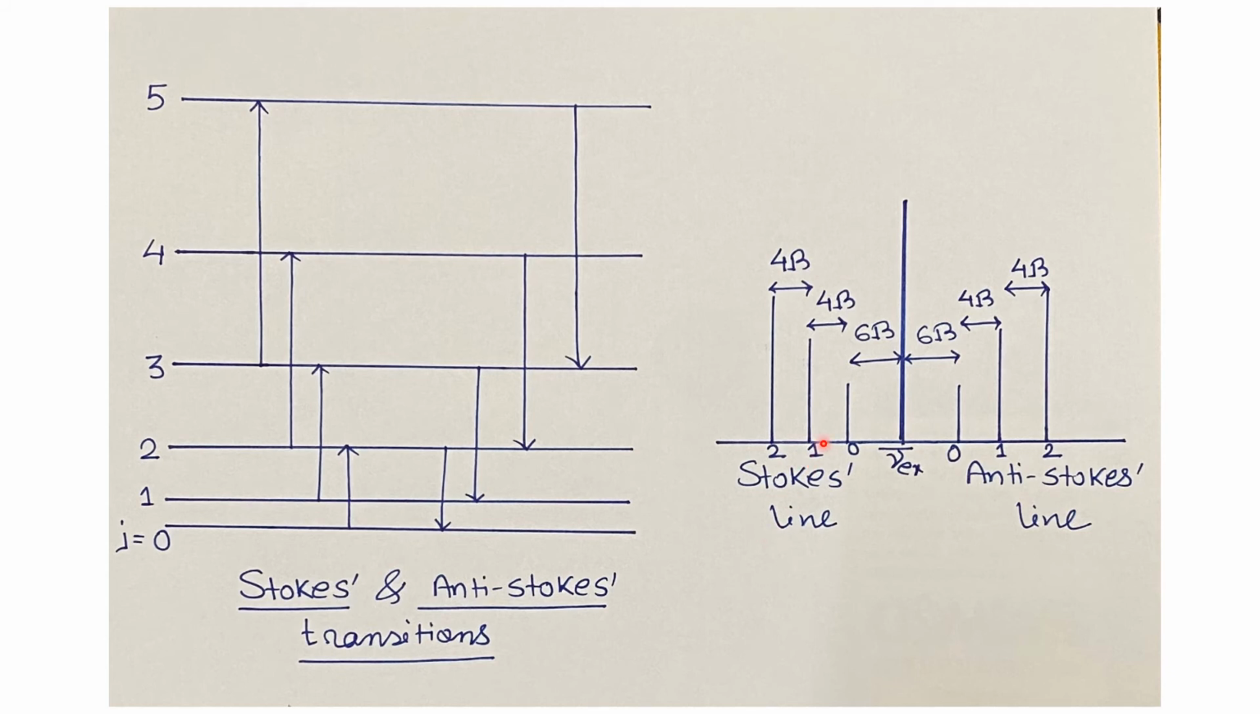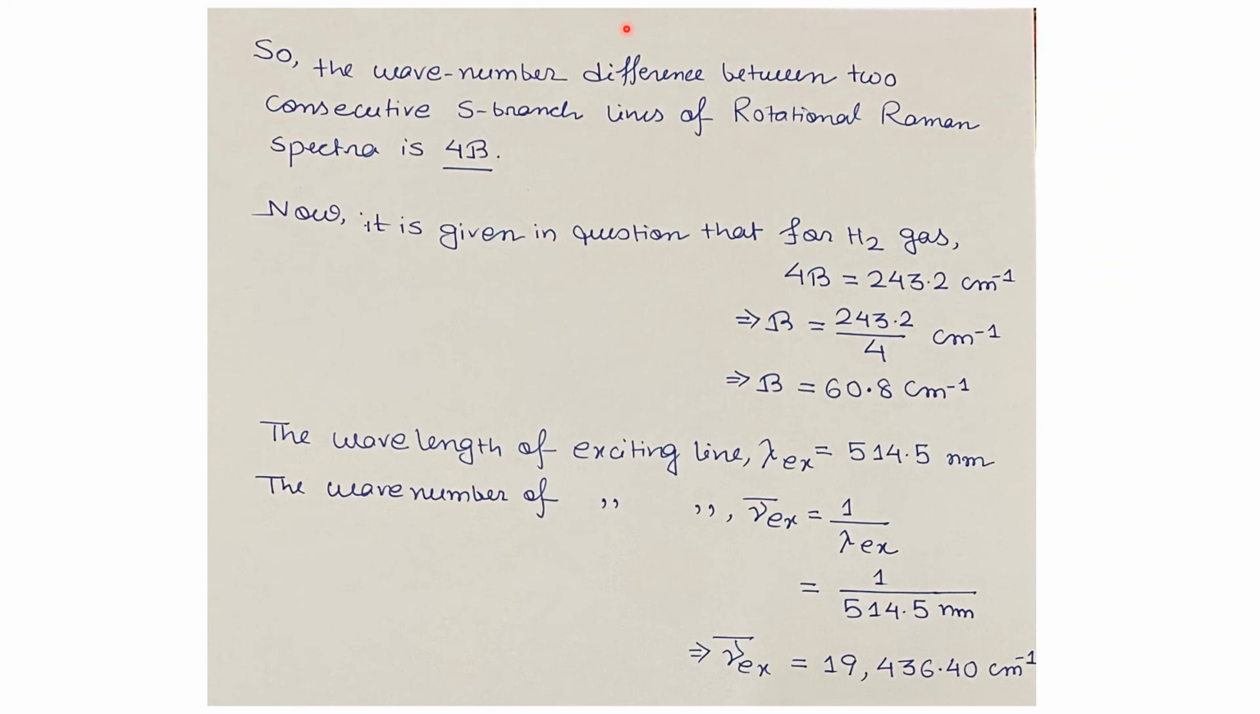On the left side, you can see for J equals to 1 or J equals to 2, the separation between the spectral lines is 4B. So that is the energy difference between two consecutive spectral lines. Now, coming to the solution part of the given question. We have already seen the wave number difference between two consecutive S branch lines of the rotational Raman spectra is 4B.